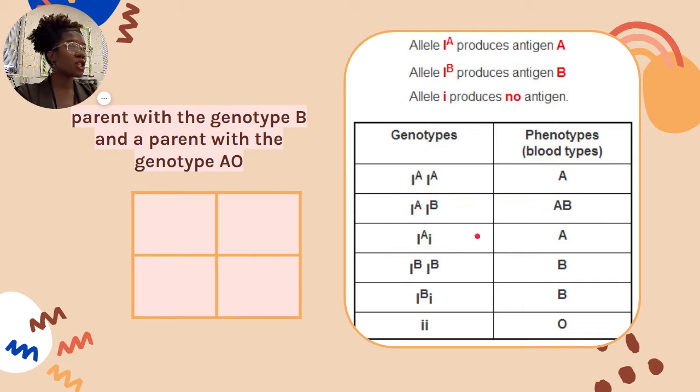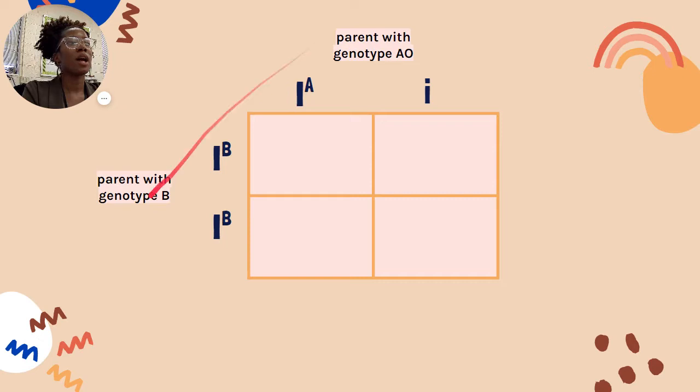Okay, if that doesn't make sense to you, pause the video, look at this chart, and try to figure it out. If you're still confused, raise your hand. All right, so we have a parent with genotype B, so I have IB. The parent with genotype AO has IA for antigen A and i. Okay, so for yours, it's a little bit different.